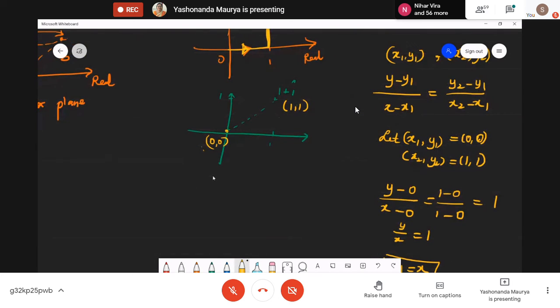The equation of the line is clear, right? The equation is y is equal to x. Now, when we say y is equal to x, y is equal to x. Now, check out what is the variation over here.